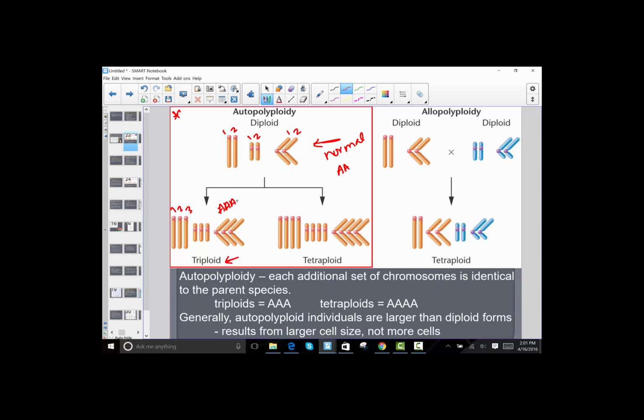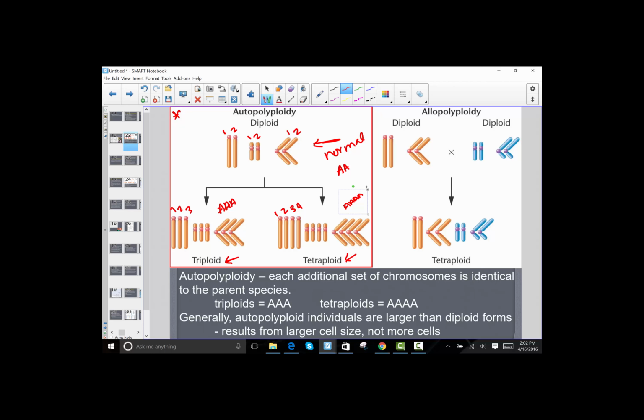Now if you'll notice next door, you also have a situation where you have a tetraploid. This is identical to what we have in the triploid set. We just have here 4 copies of each chromosome. So this would be our tetraploid complement. Autopolyploid individuals are typically larger than diploid forms.